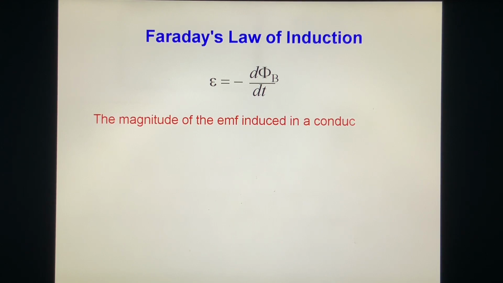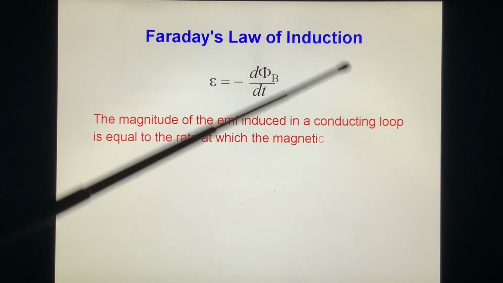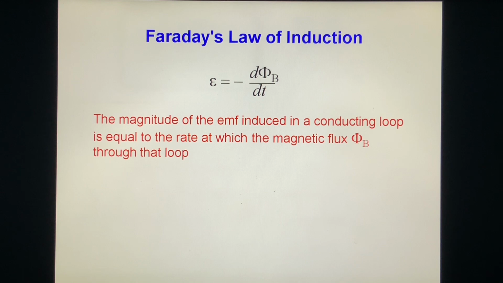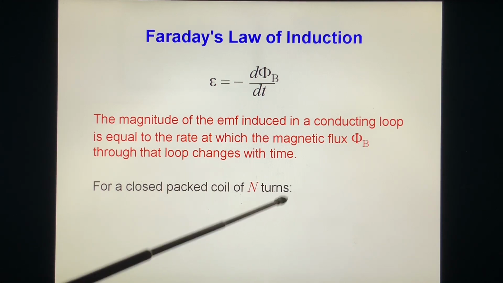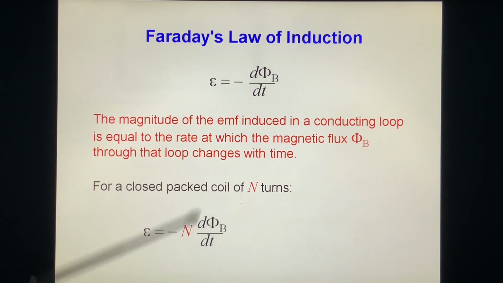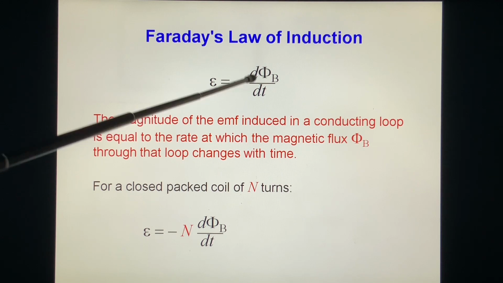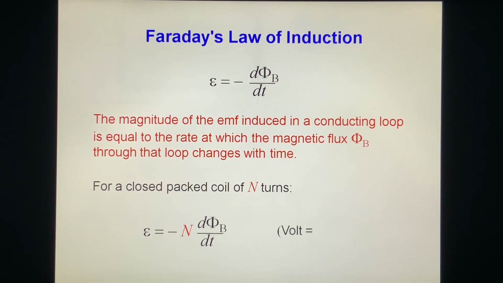The magnitude of the electromotive force induced in a conducting loop is equal to the rate at which the magnetic flux Φ_B through that loop changes with time. For a closely packed coil of N turns, we just mentioned one turn, now you have N turns, we just multiply by N in front of this. The unit is the volt, Weber per second.